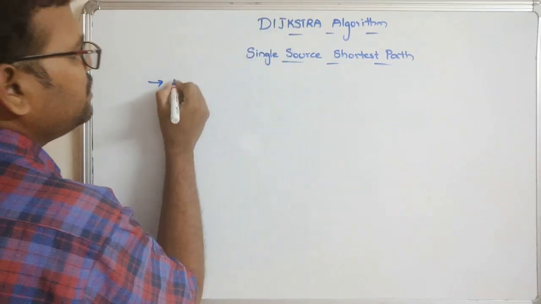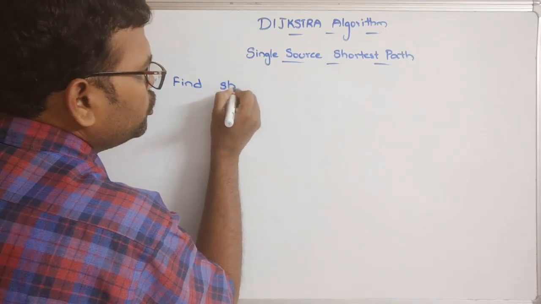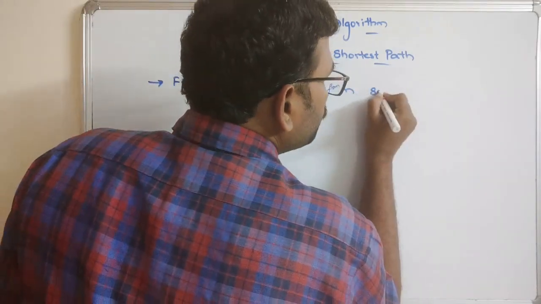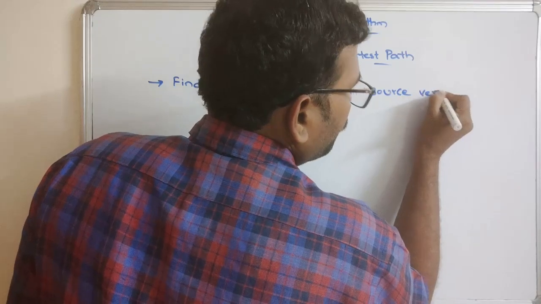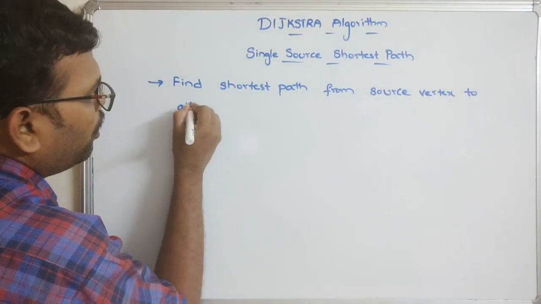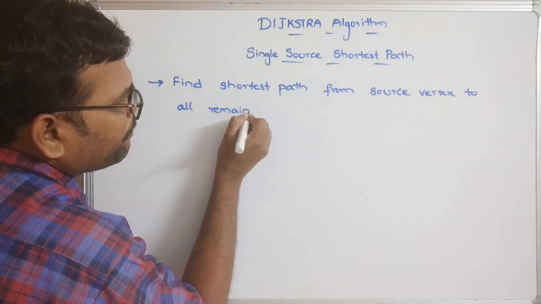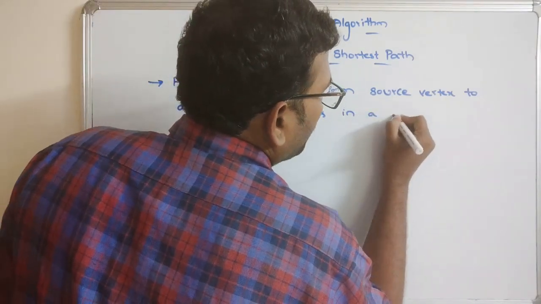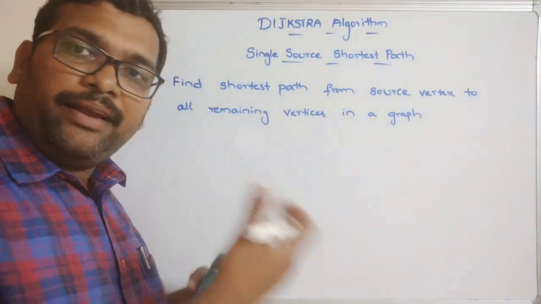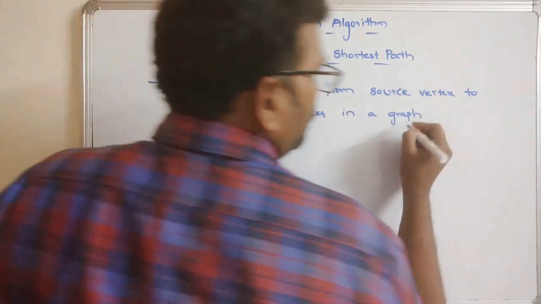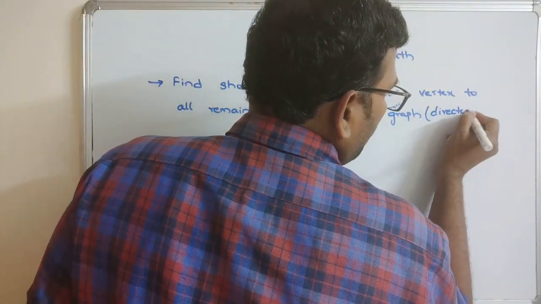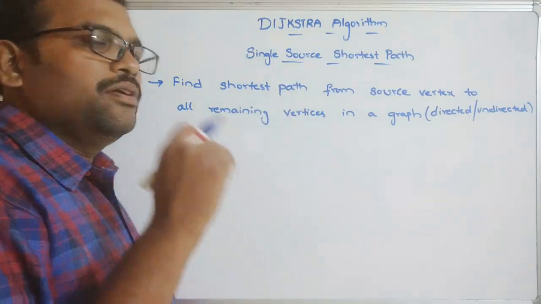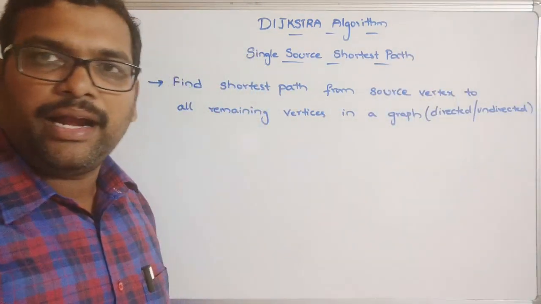So the main aim is to find the shortest path from the source vertex to all remaining vertices in a graph. This graph can be a directed or undirected graph, right? So this algorithm will be suitable for either a directed or undirected graph.